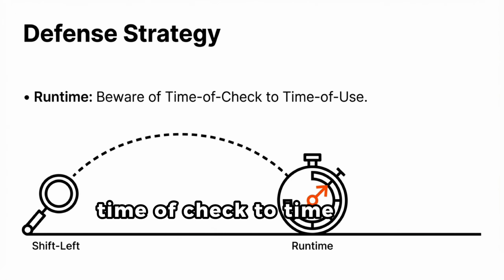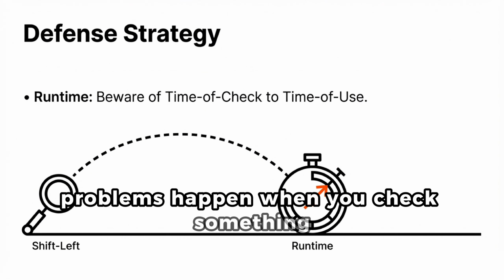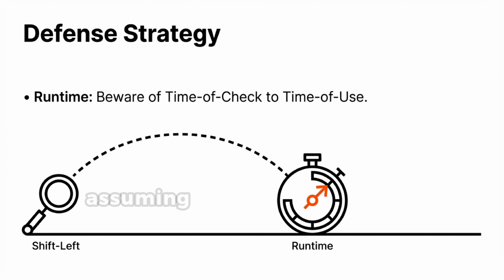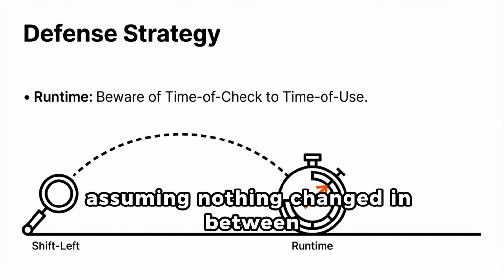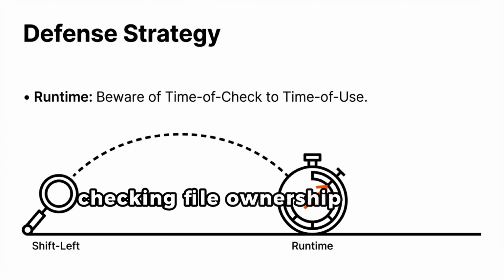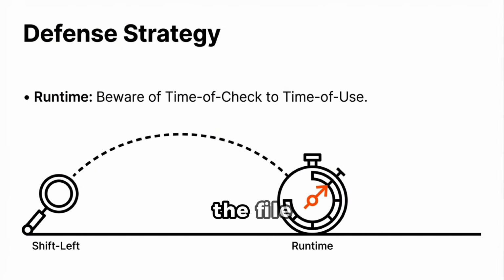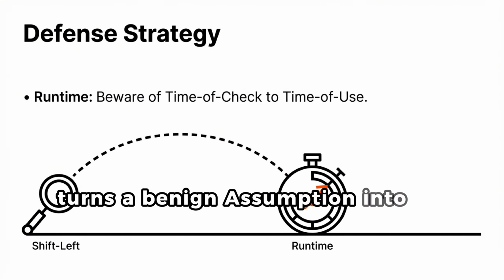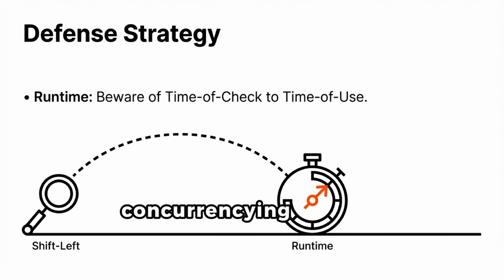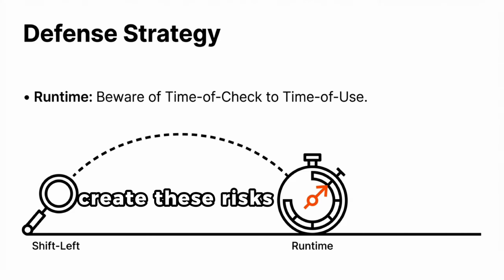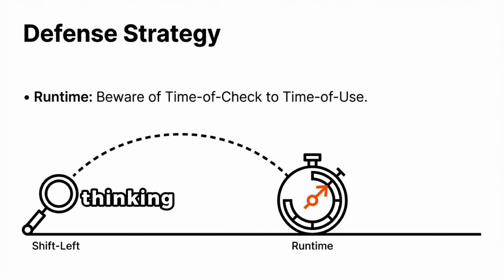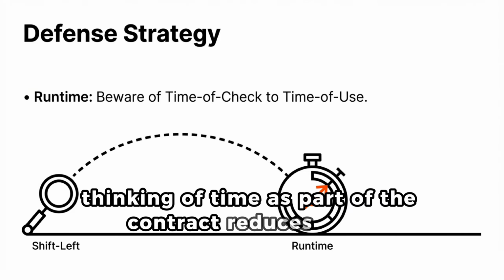There are also more subtle, time-related assumptions, ones that involve sequencing. Time-of-check to time-of-use problems happen when you check something and then act on it later, assuming nothing changed in between. For example, checking file ownership before opening a file, but leaving a window where an attacker can swap the file, turns a benign assumption into an exploit path. Concurrency, caching, and async processing create these risks in surprising places. Thinking of time as part of the contract reduces them.